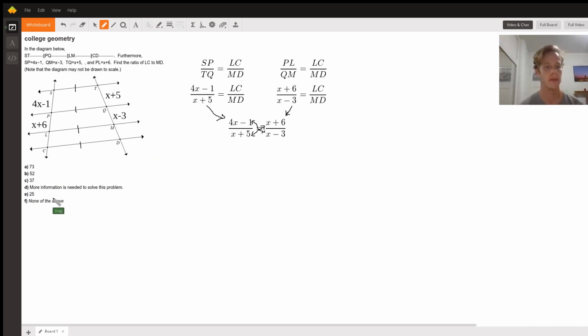And I'll give you a hint. It's not D, more information is needed to solve the problem, or F, none of the above. It's one of the actual, it's A, B, C, or E. All right, so hopefully that's enough hints for you to be able to figure this one out.